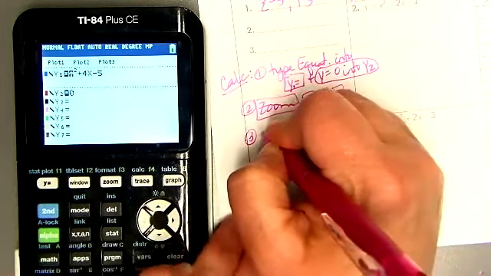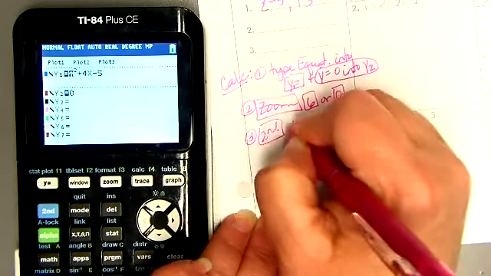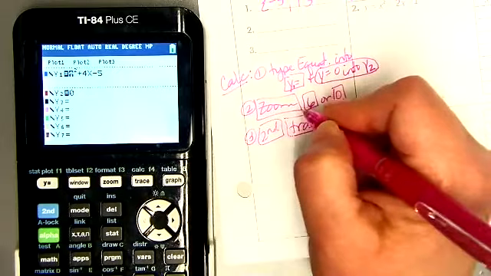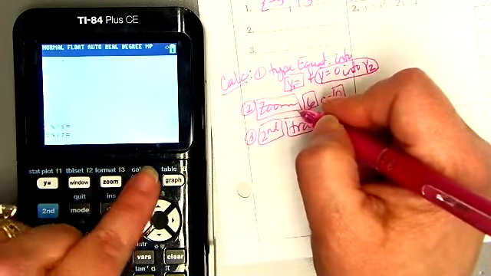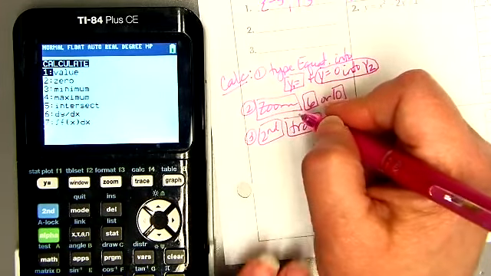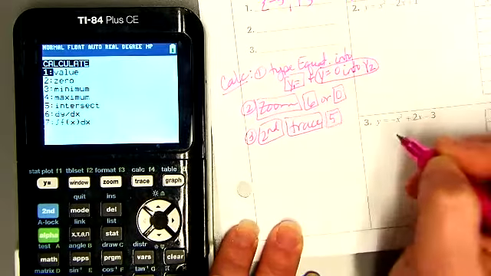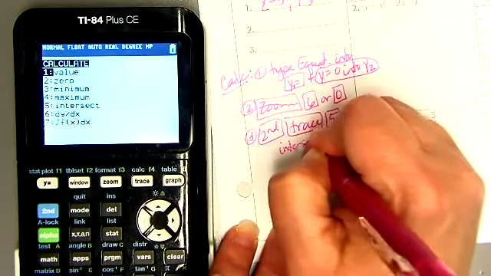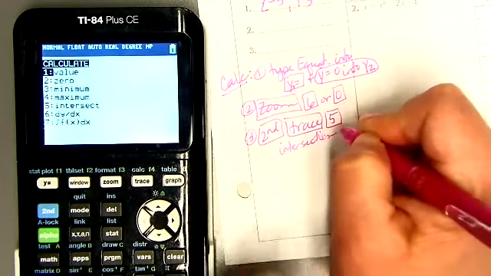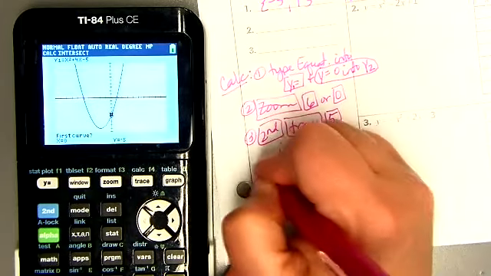we're going to hit second trace, the second button, and then trace. And what it does in here, I'm going to choose the number 5 because I want to find the intersection. I'm looking for the intersection of the 2 graphs. Okay, so I'm going to choose 5, and now it's going to graph both of them.